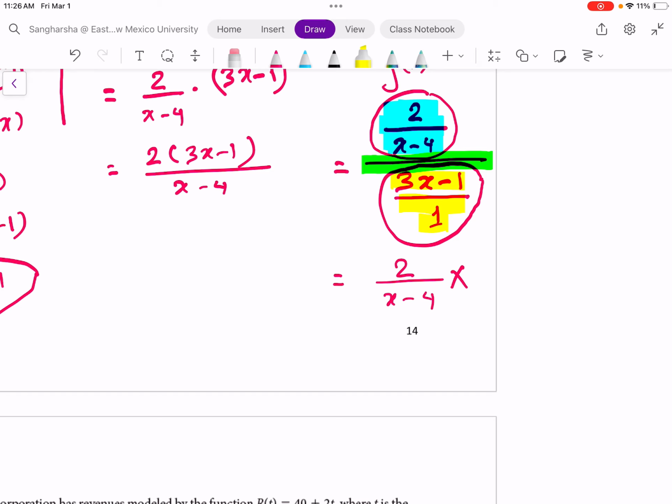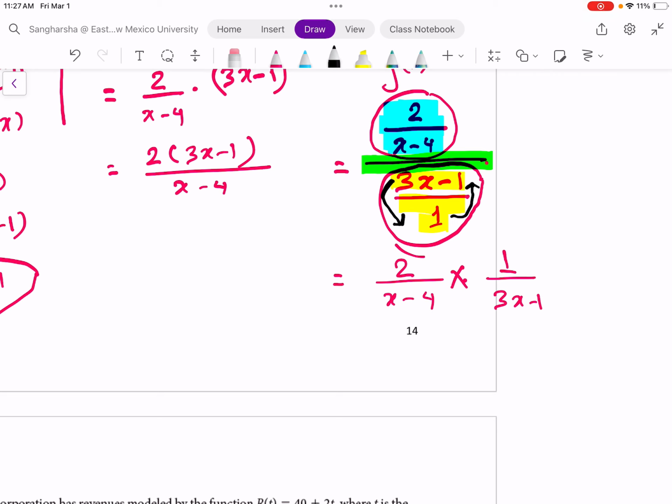Okay, so we have 1 over 3x minus 1. So if you have a complex fraction, you write down your numerator as it is, then multiply by the reciprocal of the denominator. See, the numerator has stayed the same, 2 over x minus 4. For the division we have a product, and the denominator, we write down the reciprocal. It means you switch these two, numerator and denominator, one goes up and this goes down.